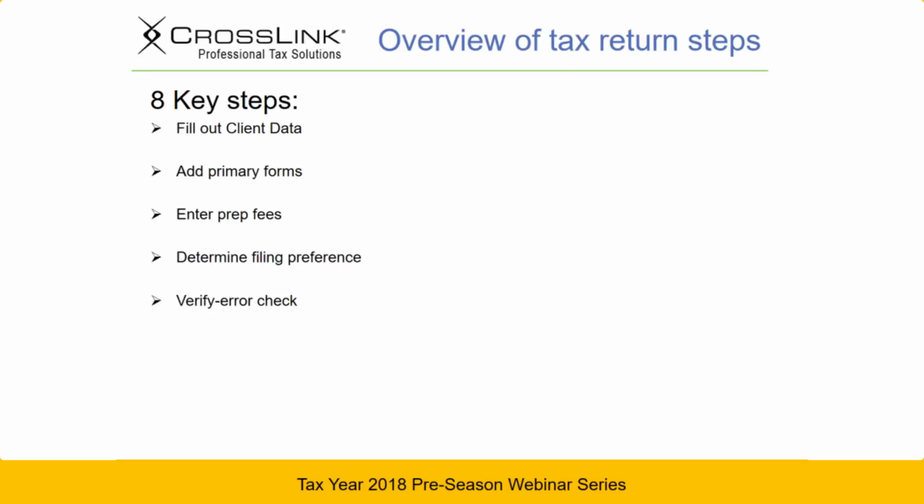And then we do our verify for errors. We hit verify, go through our error correction, make sure we get it all good. And then we can print and sign documents. Queue our return. And finally, we transmit our return off to the IRS. And like I said, if you can remember this order of steps to complete a tax return, you'll be in really good shape for season, because you'll just remember these are the order of the steps you have to go through to finish a return in CrossLink.